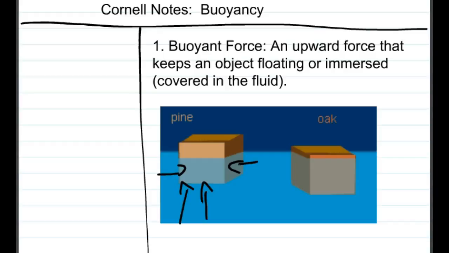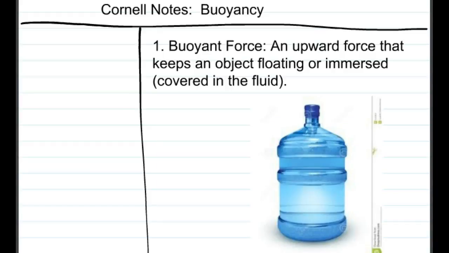Now, you're like, well, why is this second object here, the oak, why is that one deeper in the water? Now that has to do with the idea we learned the last time about density. The denser the object is, the more force it has pushing down towards the water. So the force overcomes more of the buoyant force. So the density of an object has a relationship to the buoyant force.